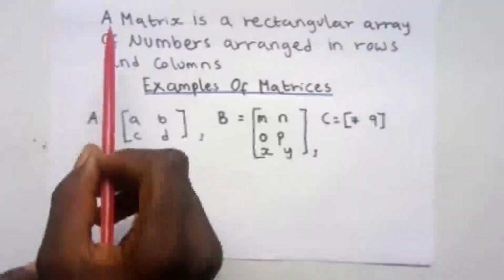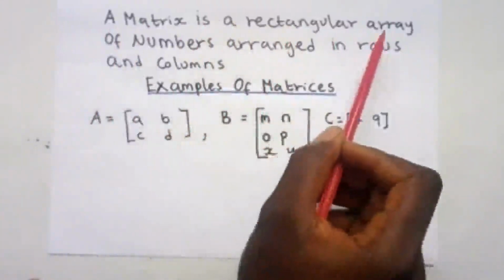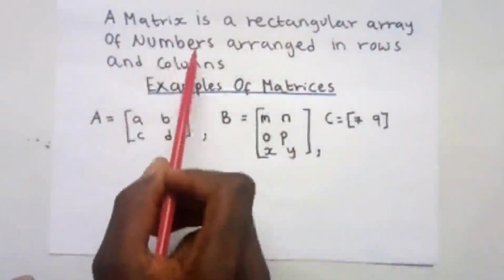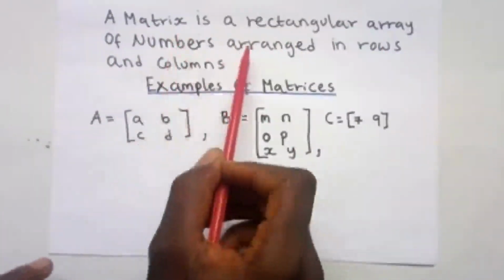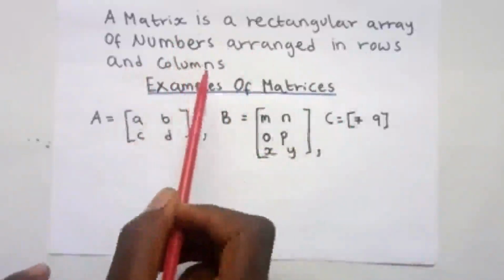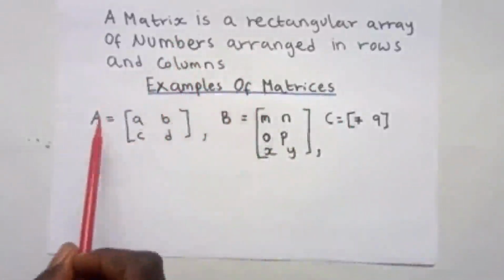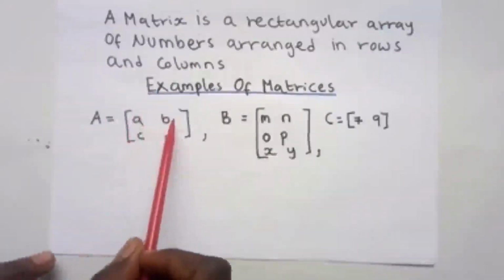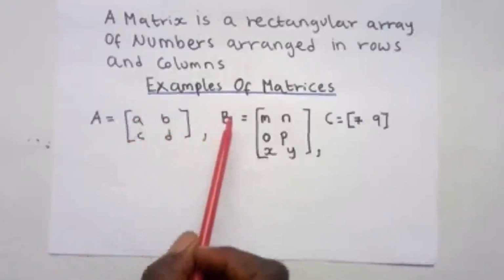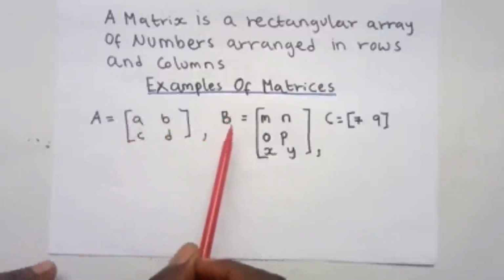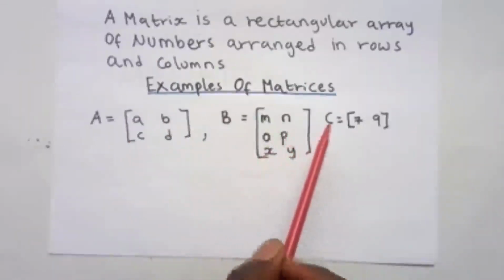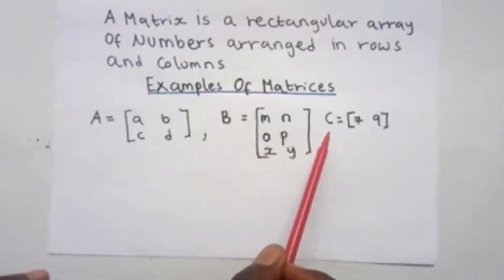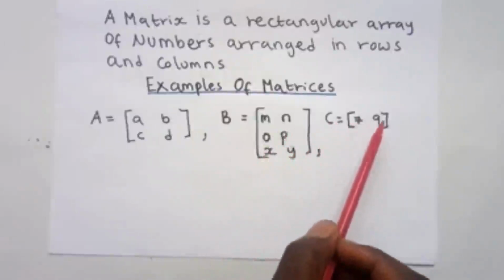In mathematics, a matrix is a rectangular array of numbers, not just numbers alone, but letters, symbols, elements, and so on, arranged in rows and columns. Examples of matrices. A is an example of matrix which comprises of the elements A, B, C, and D. B is an example of matrix which comprises of the elements M, N, O, P, X, and Y. C is an example of matrix which comprises of the elements 7 and 9.